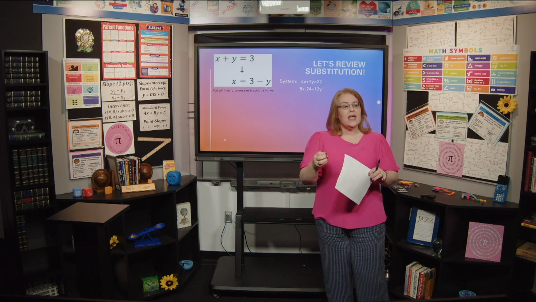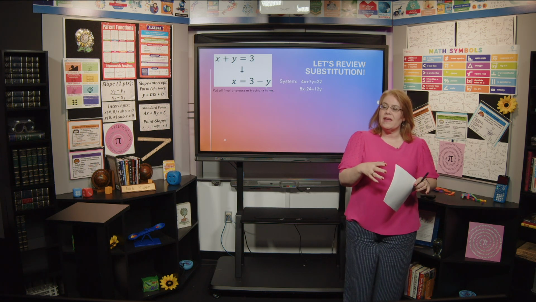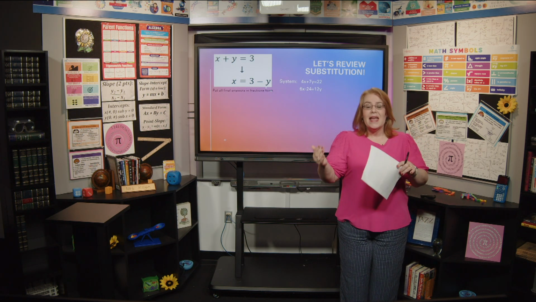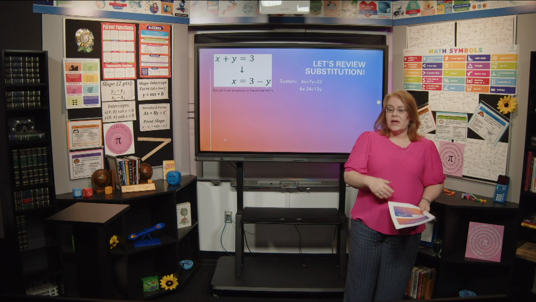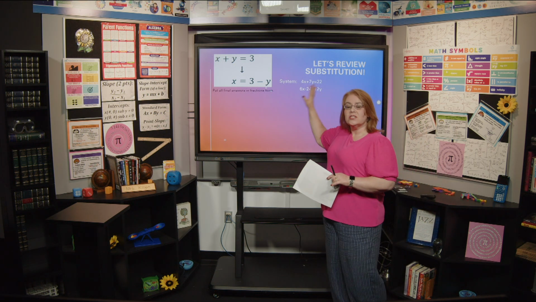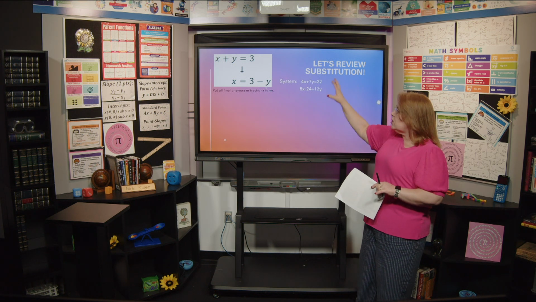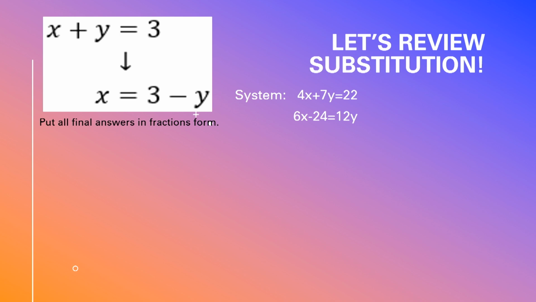When we substitute in, we get one of the variables by itself and find out what it literally means, and then plug it into the second equation. So I've put an example up here. Let's work the problem using this example. I've got two equations here to make up this system, and I want to solve for my x and y variables. It also tells me that I want to put all of my final answers in fraction form if need be.